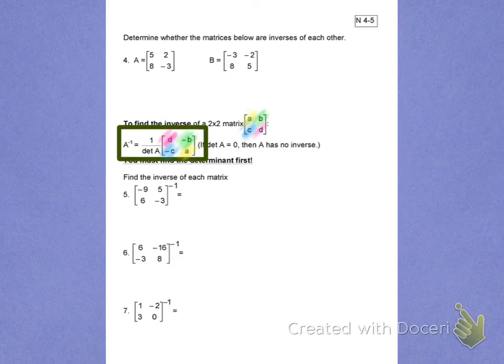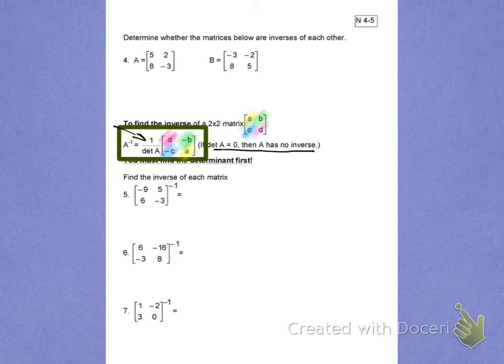If the determinant of A equals 0, then A has no inverse. And the reason for that is, if the determinant of A was 0, this 1 over the determinant of A would be 1 over 0, and you can't do that. So if the determinant of A turns out to be 0, there is no inverse.